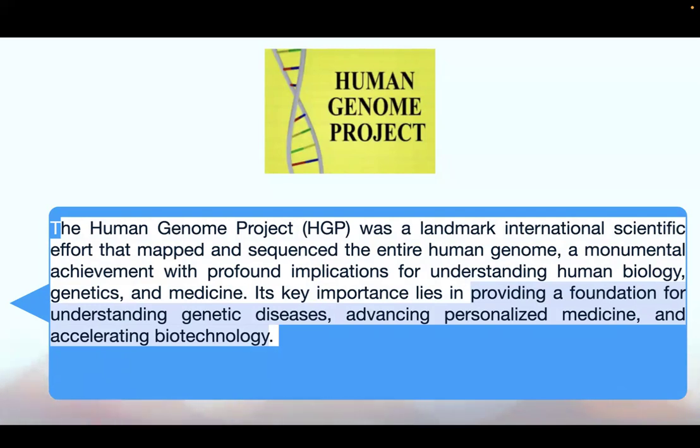See, these are the aims of the Human Genome Project. It combines three things: human biology, genetics and medicine. Its key importance lies in providing a foundation for understanding all genetic diseases, advancing personalized medicine and accelerating biotechnology. And these principles make it unique, right? So the Human Genome Project is not one single thing, it is a combined effort, okay, which has mapped and sequenced how genetic disease occurs.